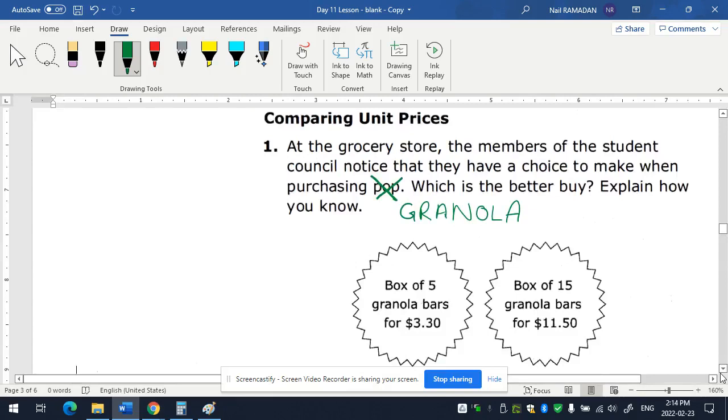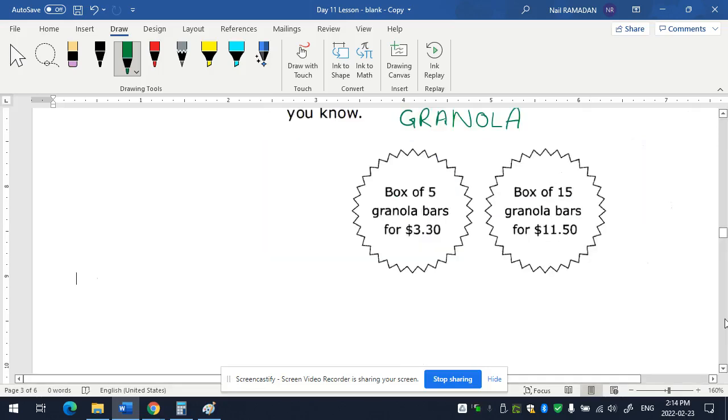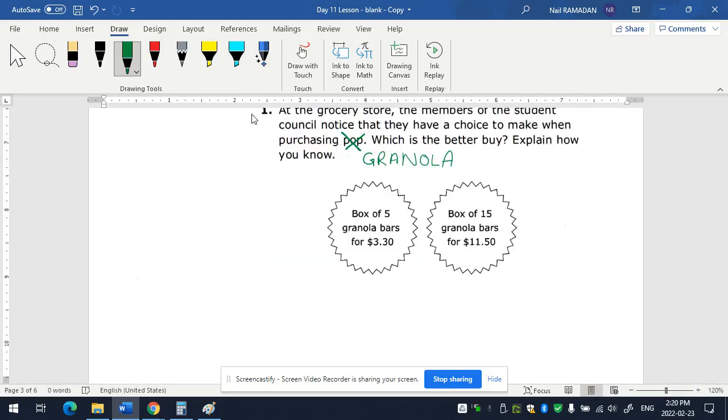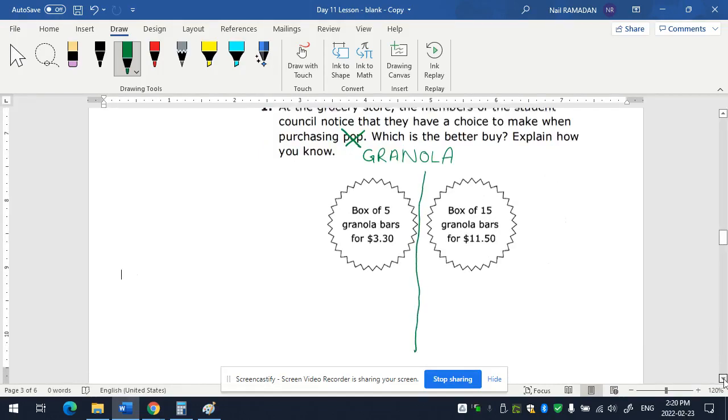Apparently, one store sells a box of 5 bars for $3.30. The other store sells 15 granola bars per case. And of course, they are more expensive because you've got more. However, they go for $11.50. Which deal is the better one? So I want you to divide the screen or the paper like this. And let's do the calculation, everyone.